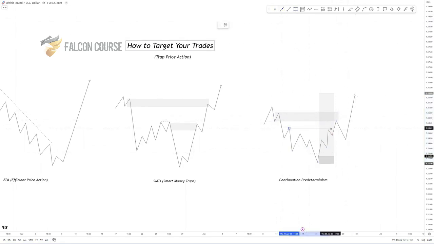So what does that mean? It means it's a valid supply level, and it follows our rules of being valid as well. Now, why can I target above this? Well, you shouldn't really, but if you're in the trade, what you can be doing is waiting for continuation predeterminism. That means that a continuation order block with inducement will form before sweeping the inducement for this supply.